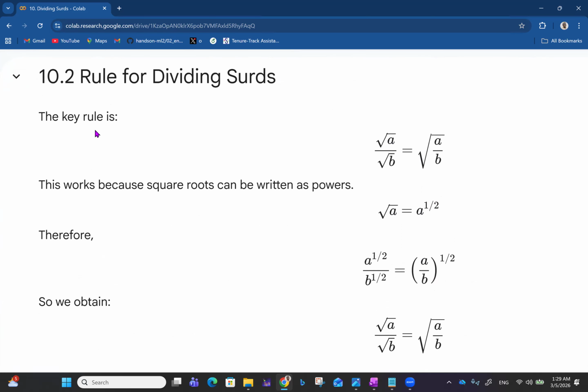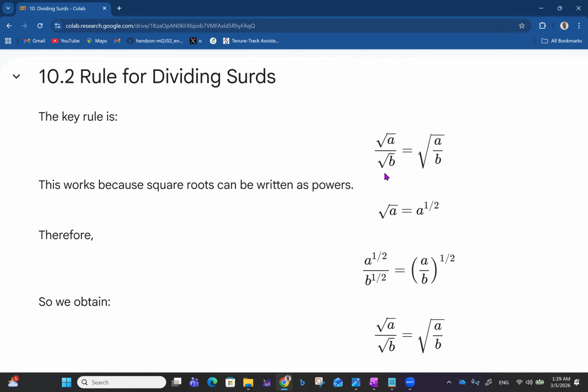The key rule is this: the square root of a all over the square root of b is equal to the square root of a over b. That is, the ratio of two surds is the square root of the ratio. Once you divide, things can change. When you put everything under the square root, you cannot be sure that a over b will also be irreducible, so to speak, that you cannot factorize square roots out of it.